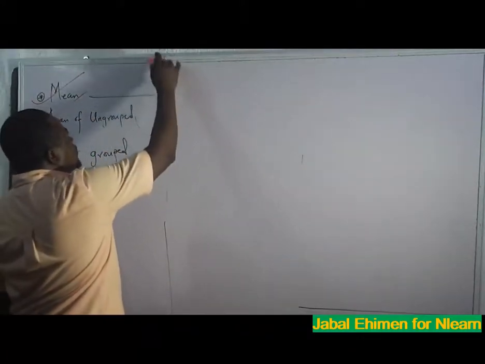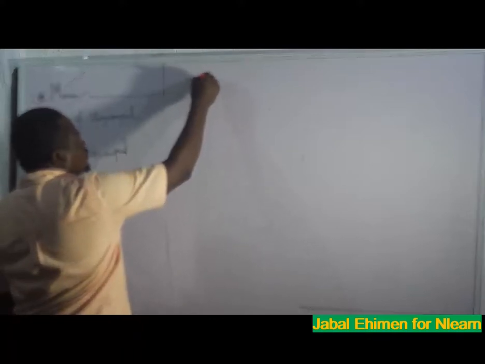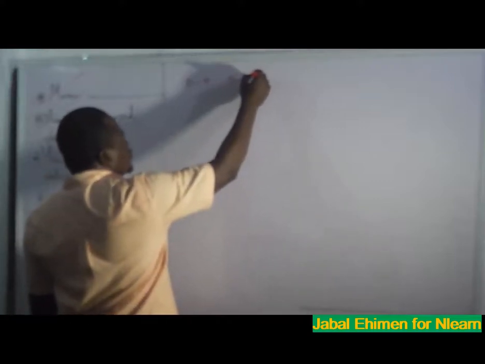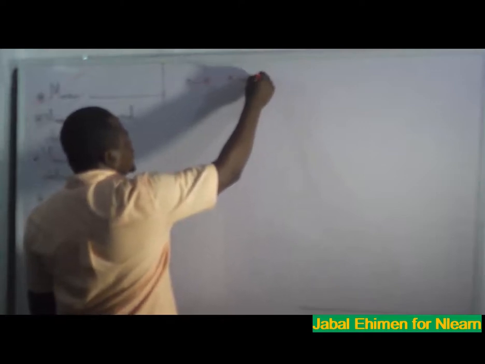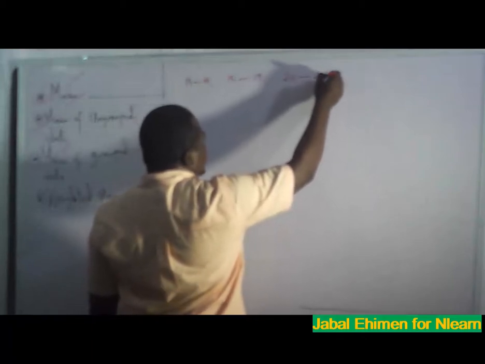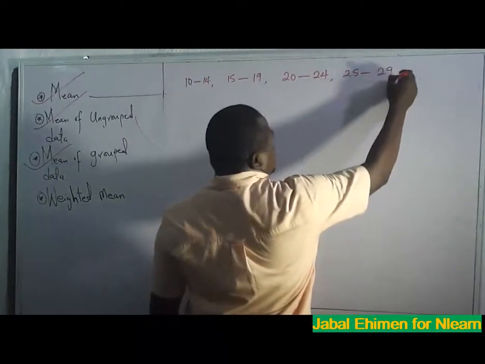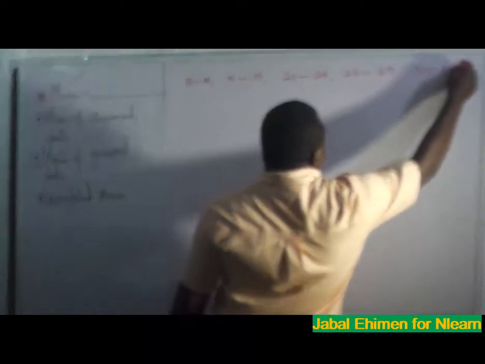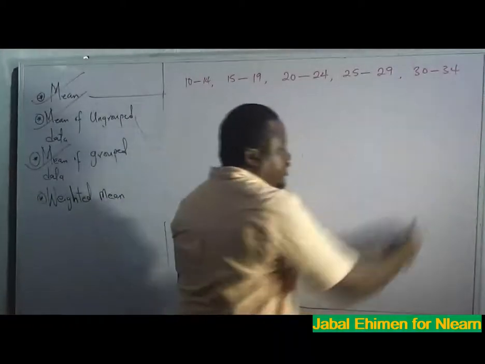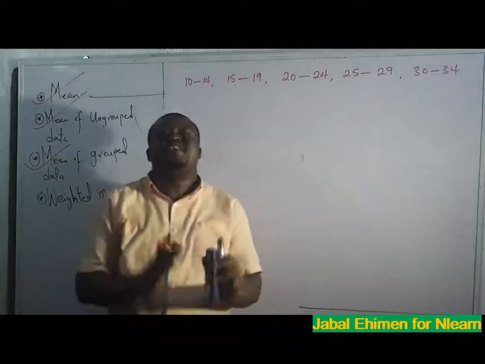the numbers of students, maybe you are having 10 to 14, you are having 15 to 19, you are having 20 to 24, you are having 25 to 29, and you have 30 to 34. You observe that between 10 to 14, these kinds of data, whenever you see them, they are called grouped data. The reason is because they are arranged in order. That makes them grouped data.